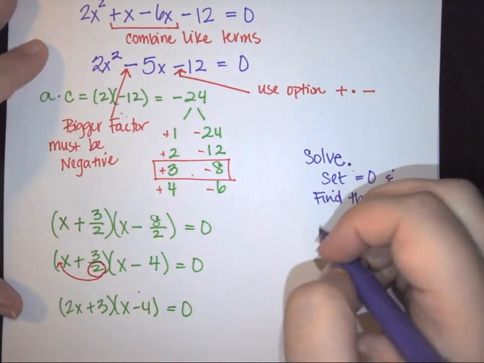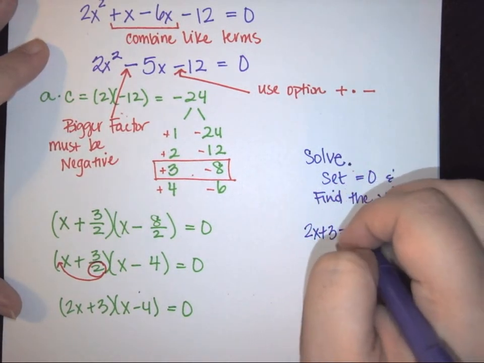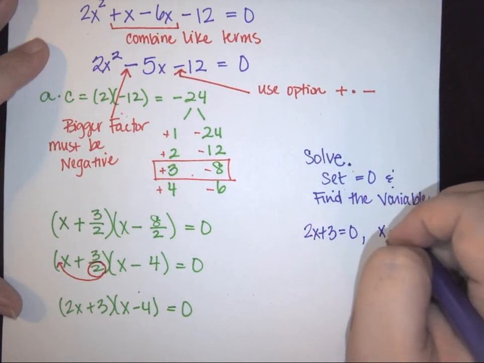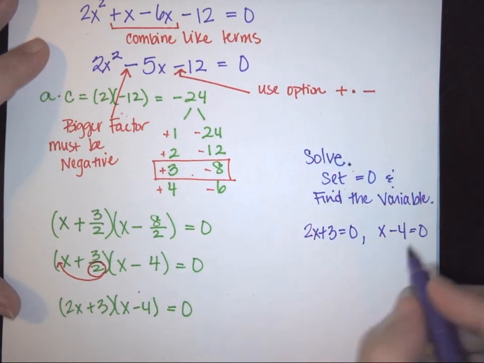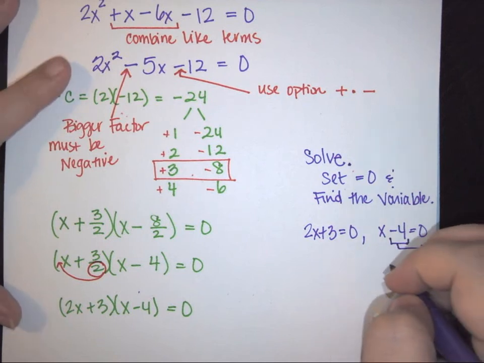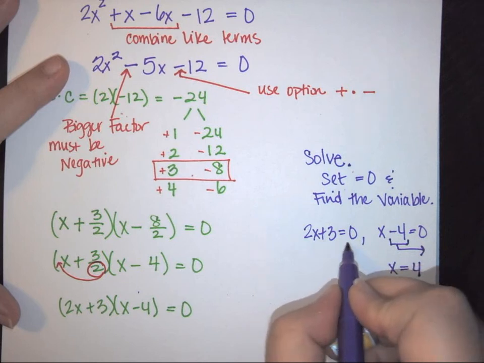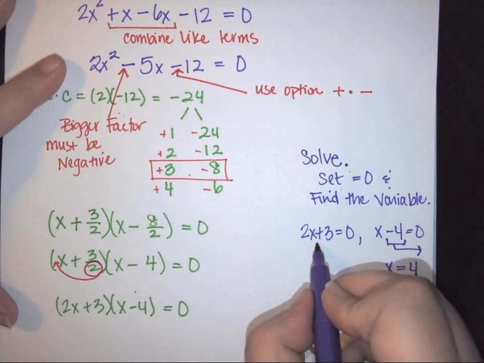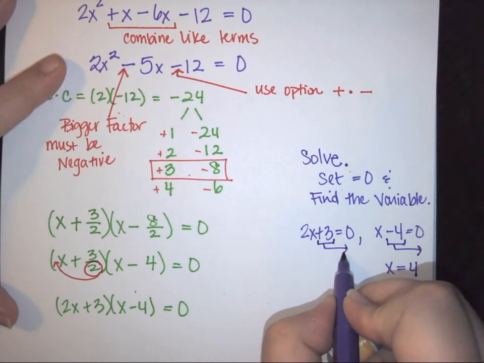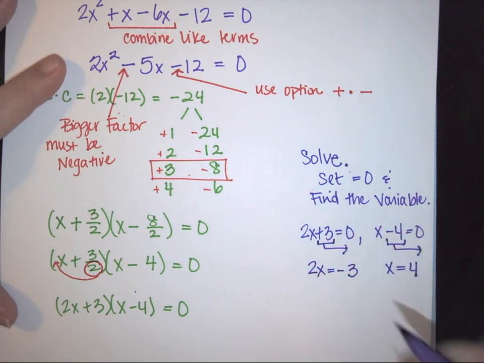So in this case, I have 2x plus 3 equals 0, and I have x minus 4 equals 0. So the easy one says move the 4 over, so this becomes x equals 4. This second one has a couple steps. First is to move the 3, so we get this to be 2x equals negative 3.